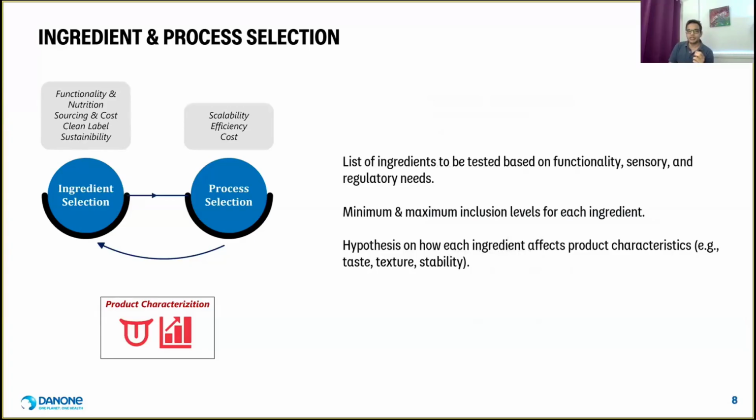Now, when we think about ingredients, we are testing them based on their functionality, whatever their need is in terms of micronutrients, like if we want to put certain minerals or vitamins in, then their sensory characteristics, how they're going to taste, and then what the regulatory needs are. Based on that, we can define the minimum and maximum level of each ingredient. And when we are doing these trials at lab scale, we are testing how each ingredient is affecting the product characteristics, and those are written over here: taste, texture, and stability.